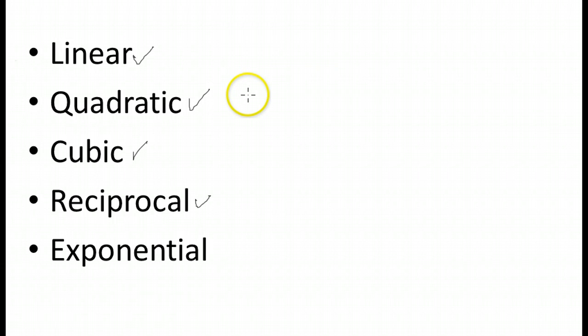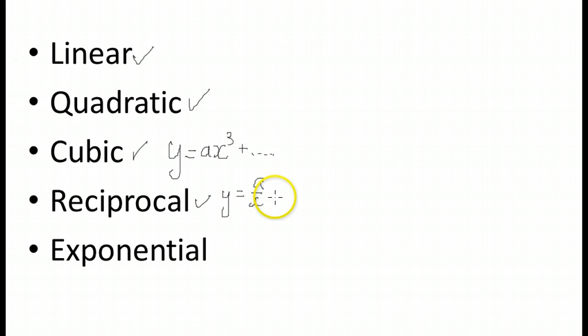Hi, welcome back. We have talked about the cubic graph, where we have y equals ax cubed, and so on. We have talked about the reciprocal graph, where y equals a over x, or y equals a over x squared. Now we're going to talk about the exponential graph.